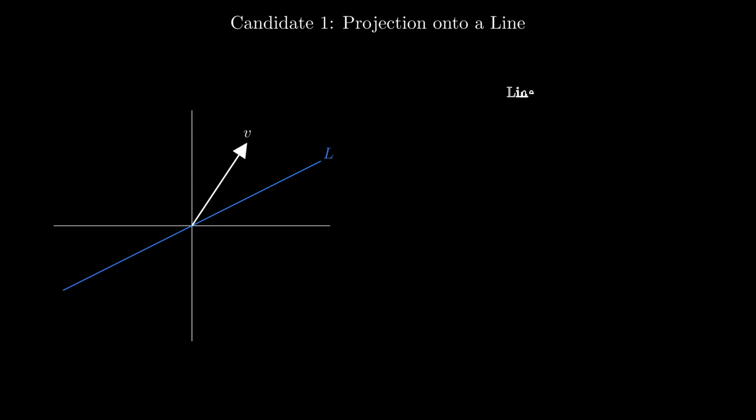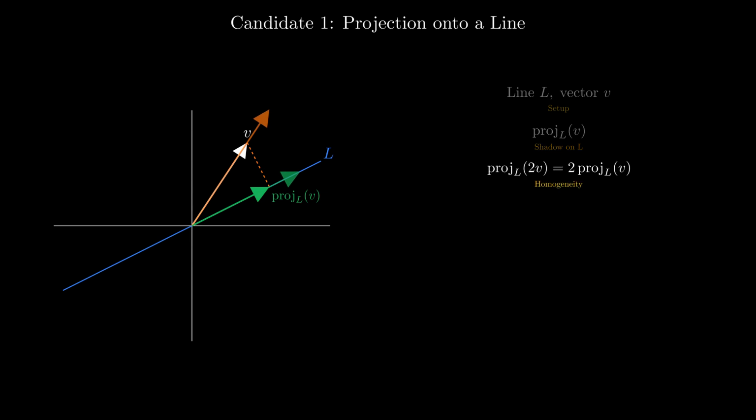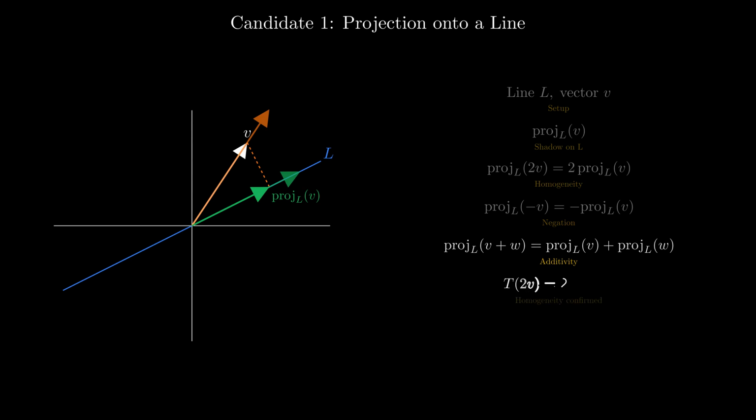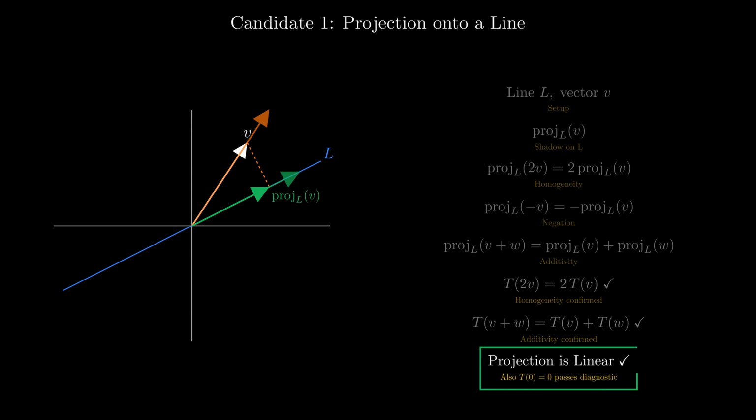Let's stress test these rules with 5 candidates. First up, projection onto a line L. Take a vector v, drop a perpendicular down to L, and that shadow is the projection. Now double v. The projection doubles right along with it. Flip v to negative v, and the projection flips too. Add 2 vectors, project the sum, and you get the same answer as projecting each one separately and adding the results. Projection respects both rules. It's linear, and the origin stays put at the origin, so it also passes our diagnostic.